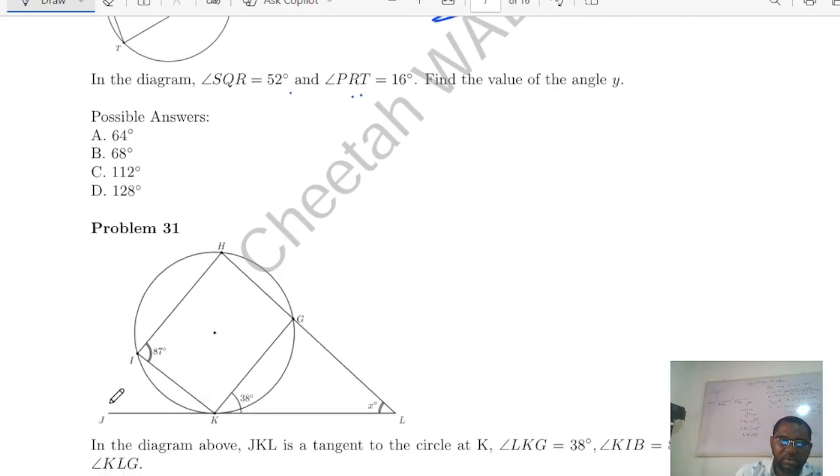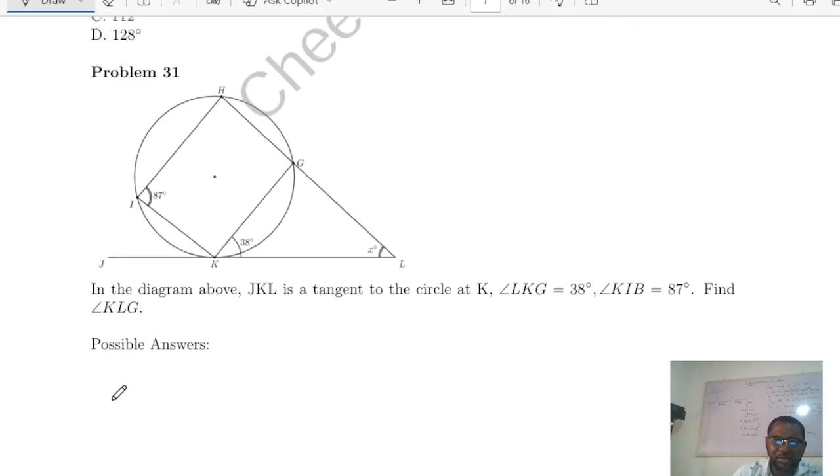Okay, so that leads us to the next one, number 31. Can you imagine I didn't look at how many questions the objective has, but I guess it should be 50 or thereabouts. So this one says, in the diagram above, JKL is a tangent to the circle at K. So here we are dealing with tangents. Angle LKG is 38 degrees.